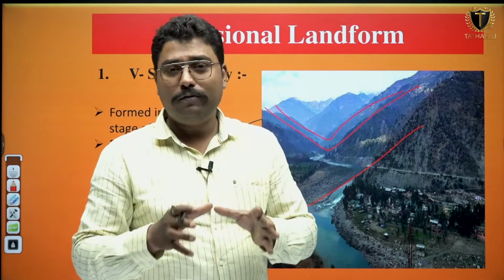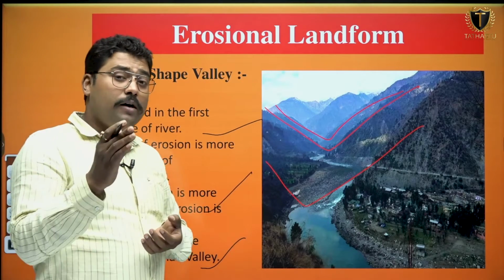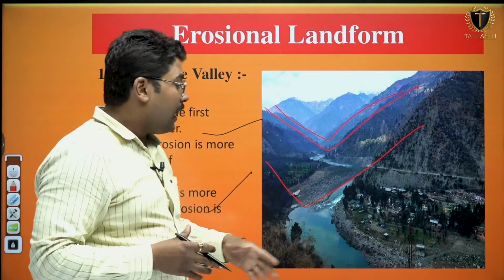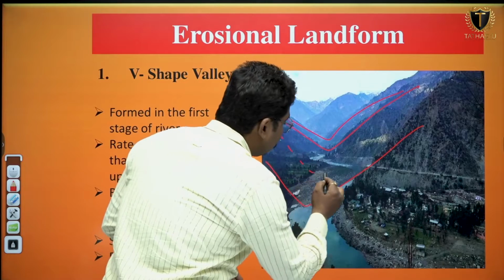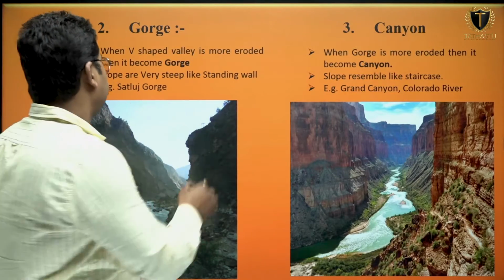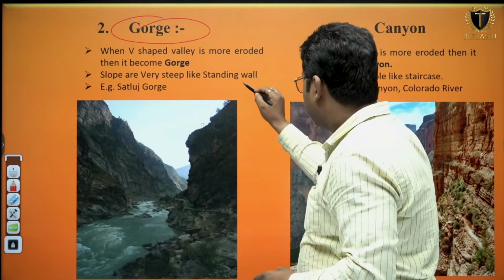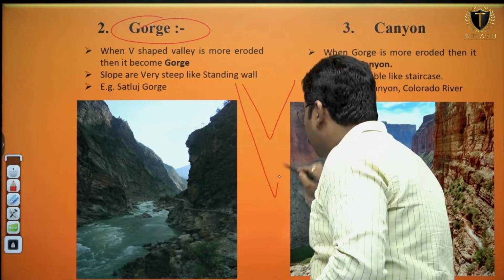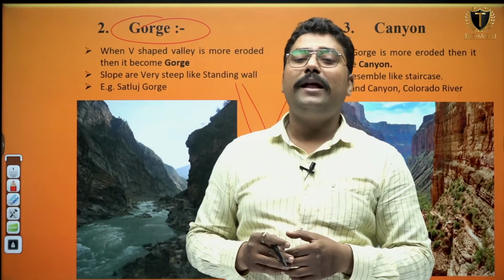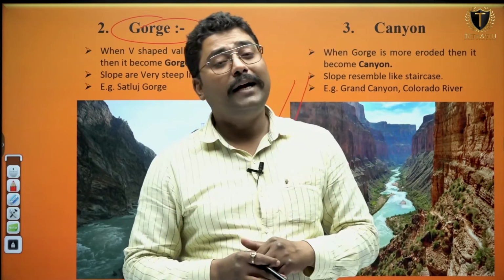the valley is not going to be cut down more. But in the case of the Himalayas, the upliftment is still going on, meaning the river has not achieved its base level. Now again the V-shaped valley will be cut down further, and the feature which will be formed is the gorge. Gorge means the V-shaped valley will become more steep in nature and the slope of the valley will resemble a standing wall. Then it is considered a gorge, like the Satluj Gorge and Indus Gorge.